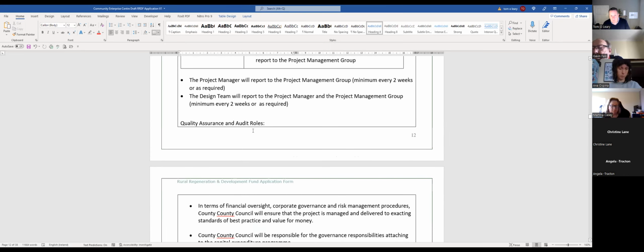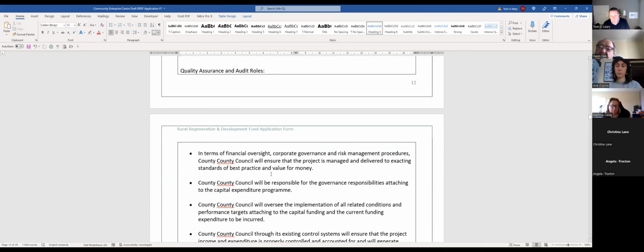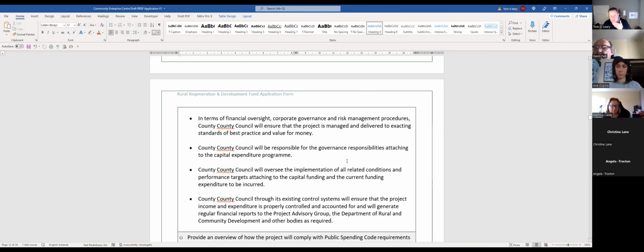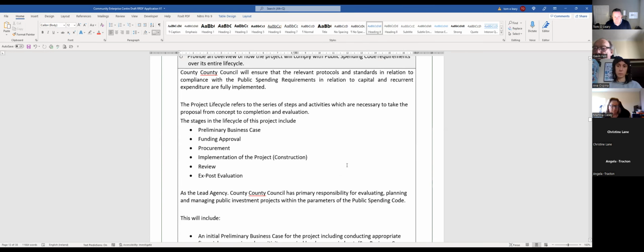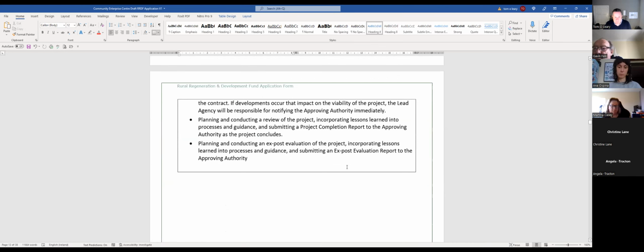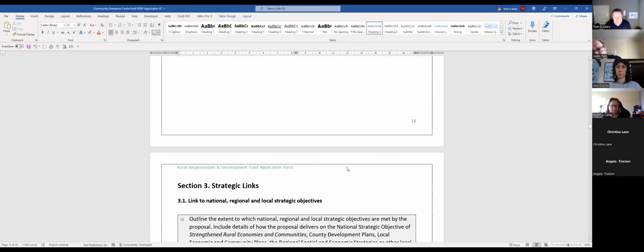Again, how are we going to manage policy? Oversight, financial oversight. We have a risk management procedure in place, all this sort of stuff that shows you're managing the project properly and controlling any possible risks. So I'm just making quick notes because there's a lot of information on this one.